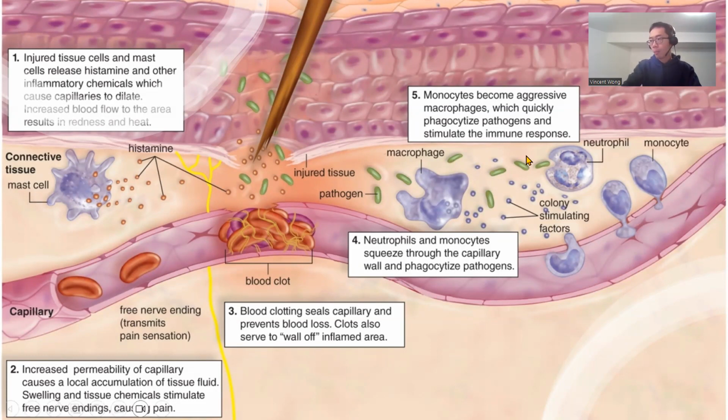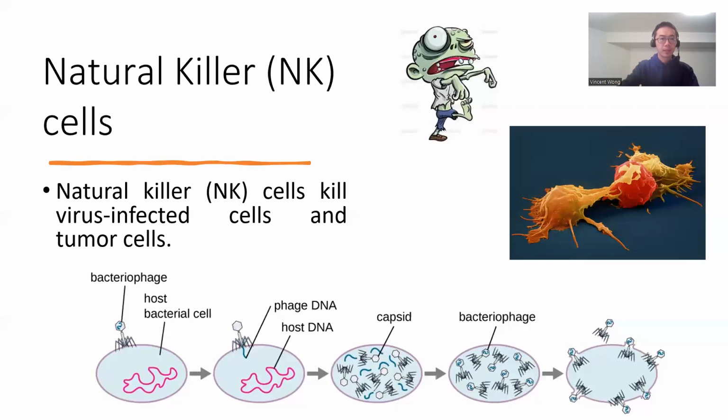All right, I'm just going to do one more slide and then that will be it for today. Working along with the phagocytes are these things called natural killer cells. That's actually what they're called. Natural killer cell, NK cells. NK cells, instead of targeting bacteria like the phagocytes do, target virus-infected cells as well as tumor cells. So just a quick recap of how viruses work.